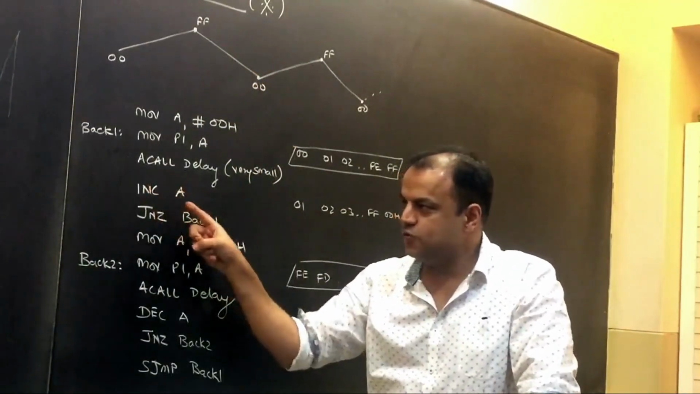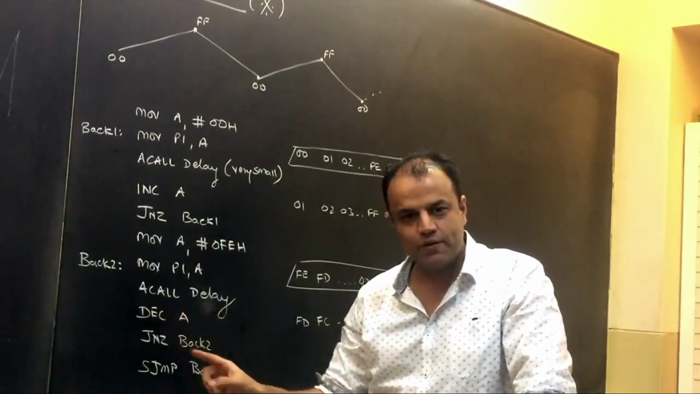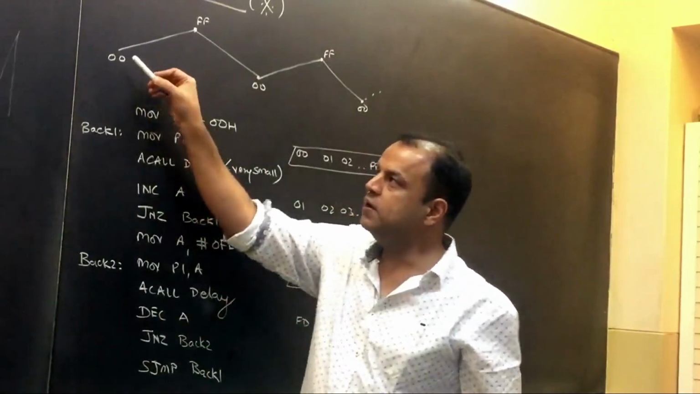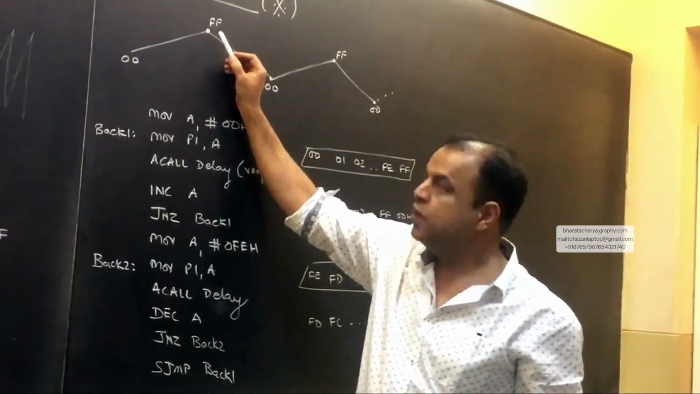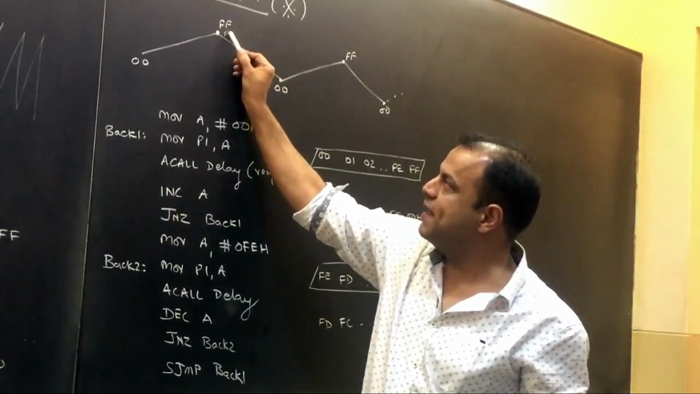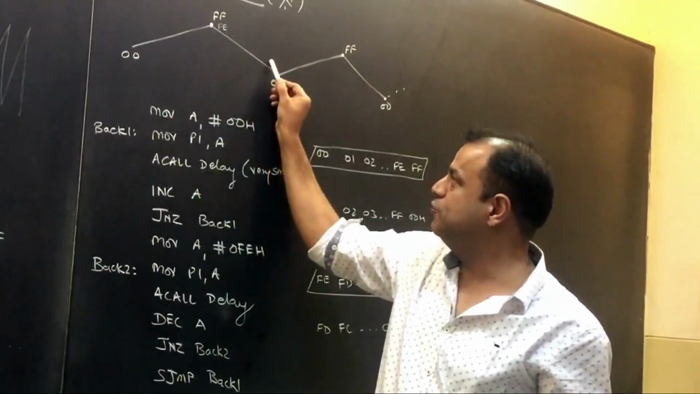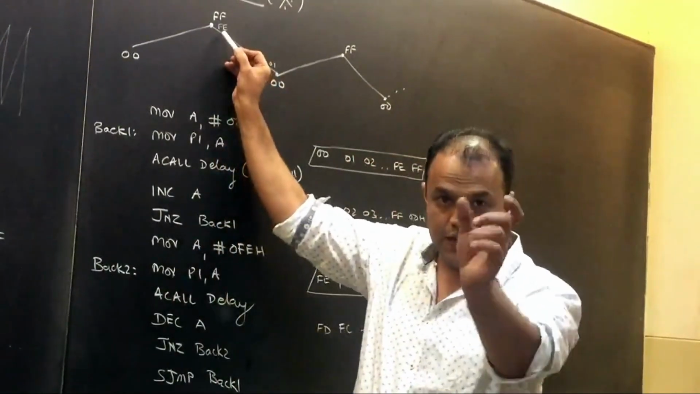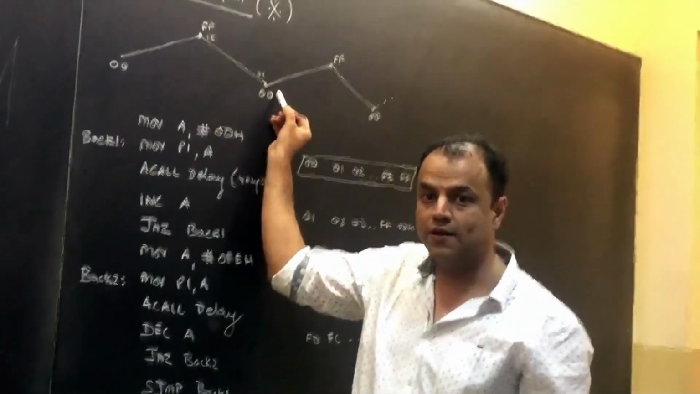So as you can see, there is a loop that goes on incrementing and there is a loop that goes on decrementing. Now what is interesting to know is, your incrementing loop will go from 00 to FF. Your decrementing loop will start from FE to 01. Please tell me, did you understand this point? FE to 01. Why?